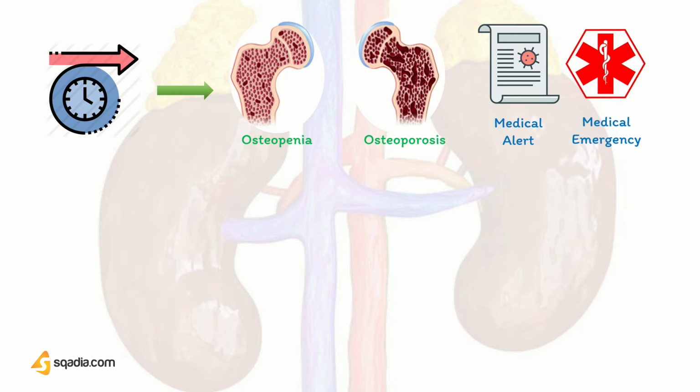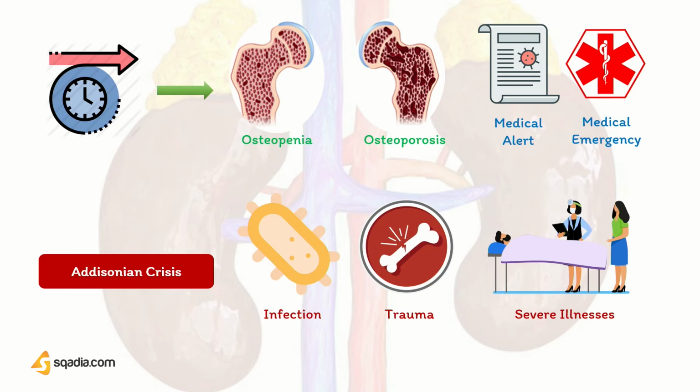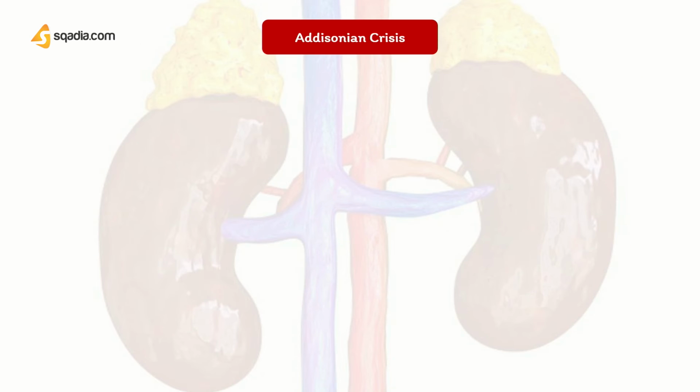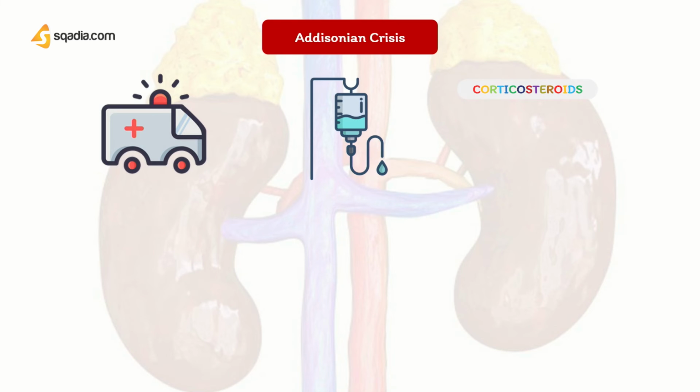An Addisonian crisis occurs either because of undiagnosed Addison's disease or for those patients where there is a presence of acute stressors like underlying infections, trauma, or severe illness. This requires emergency medical treatment with replacement of fluid and corticosteroids, as it can be life-threatening.